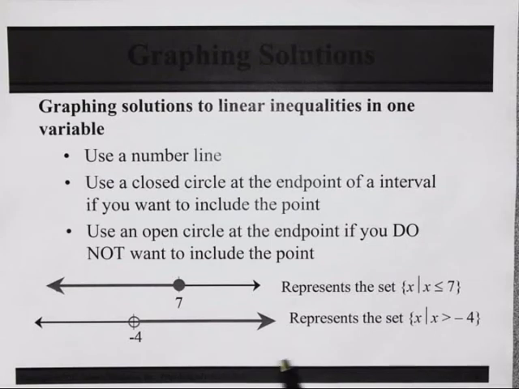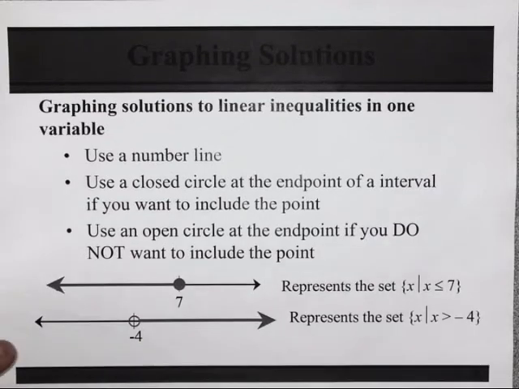So here's an example of that. x is less than or equal to 7. Right, so then we're actually going to have a closed circle at 7 because 7 is part of that solution set. If we are just using less than or greater than, we actually use an open circle, such as this, and that would imply that the endpoint is actually not part of the solution set. Okay, so let me show you a couple of examples here.